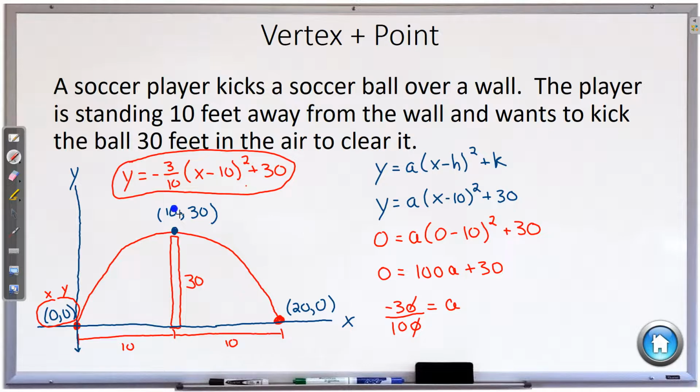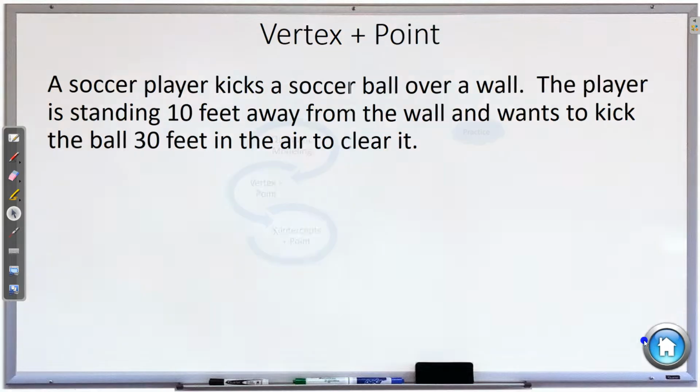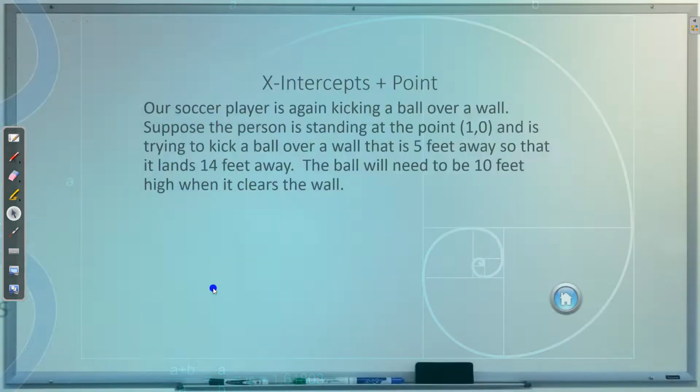So when you know the vertex, you almost always want to use vertex form. So that's our first way of doing a modeling problem. One more. What if we don't know the vertex? So we're going to do the same thing, but we're only going to know the x-intercepts plus some other random point that is not the vertex.